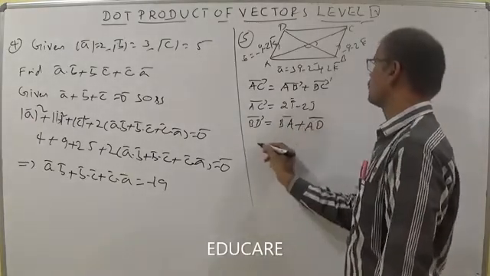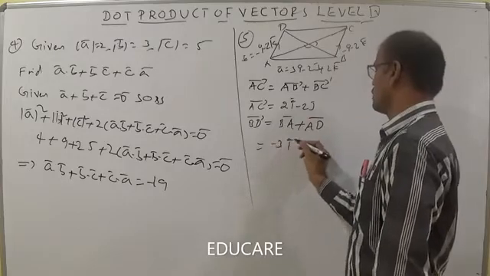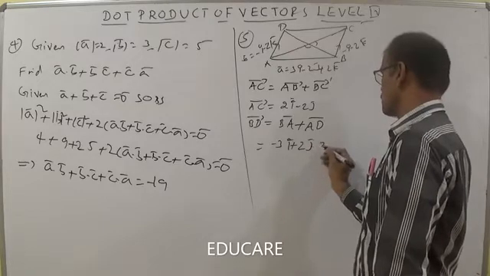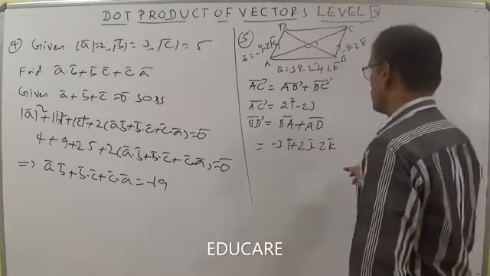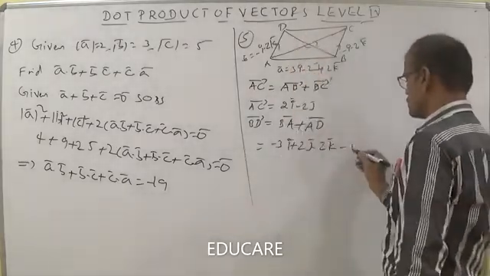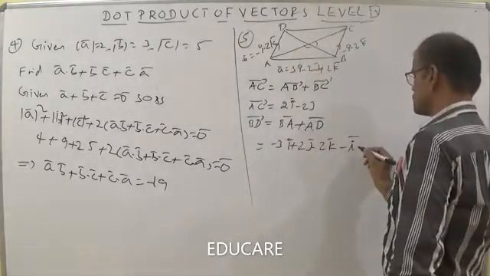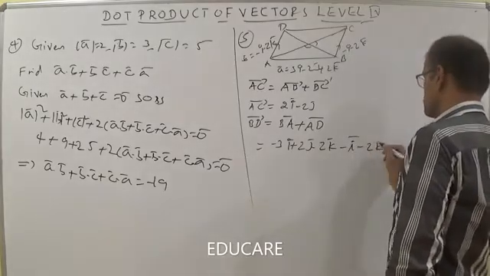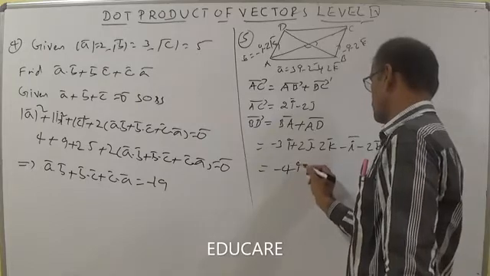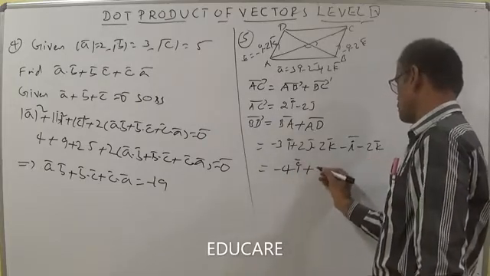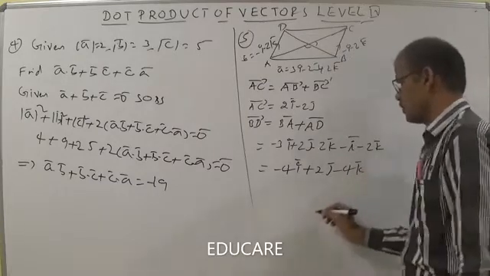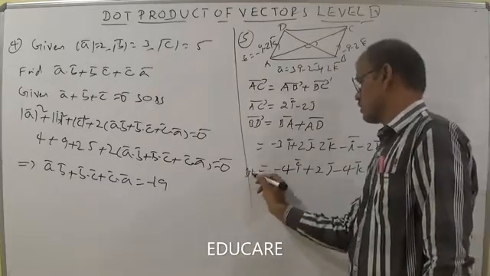So what is the value of BA? Here you can write minus 3i, negative direction, minus 3i plus 2j minus 2k. In vectors, direction is most important. BA, this direction is okay. This is minus i minus 2k. Now minus 3i minus i, we can write here minus 4i and plus 2j. This one here minus 4k. Now this is the vector BD bar.